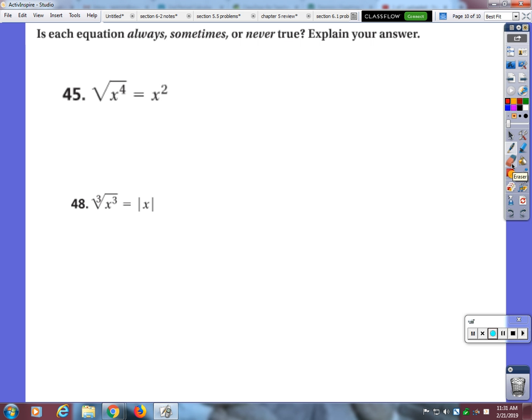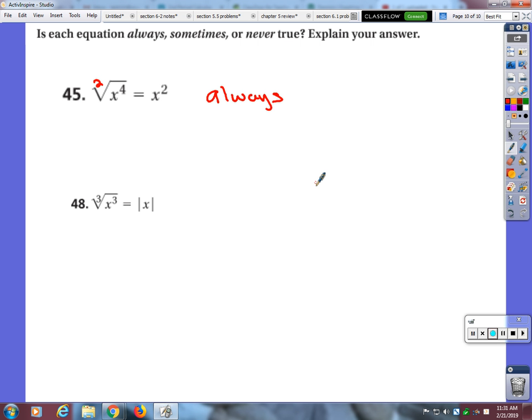Is each equation always, sometimes, or never true? So we talked yesterday about how you do roots of exponents. Does anybody remember how you take the root of an exponent? You divide it, yeah. So 4 divided by 2 is 2. So this one is always true, okay? So you have to be careful though. 3 divided by 3 is 1. So the cube root of x cubed is x.